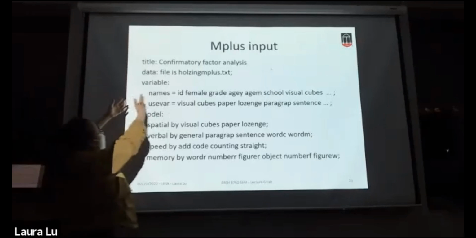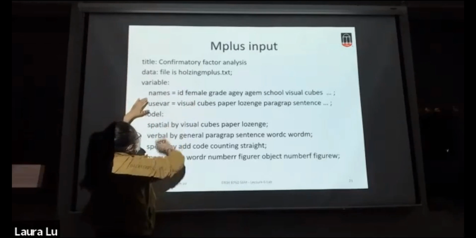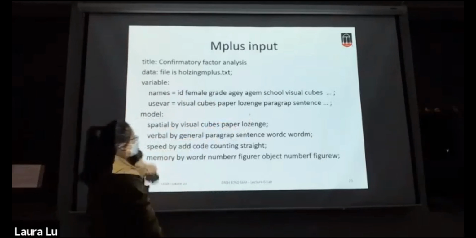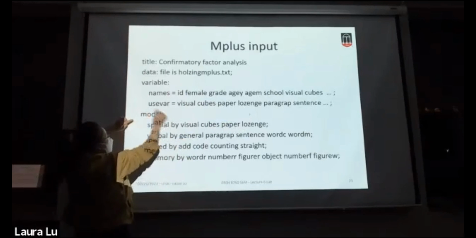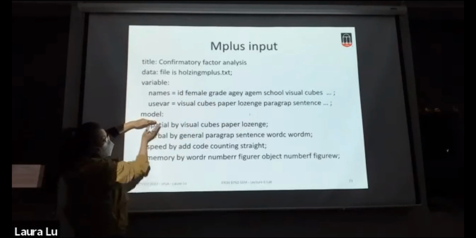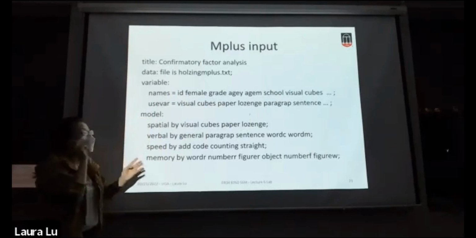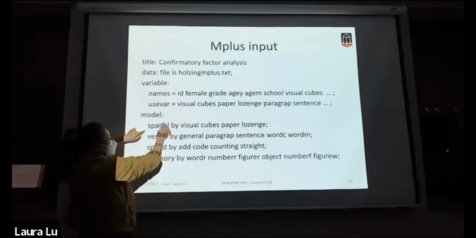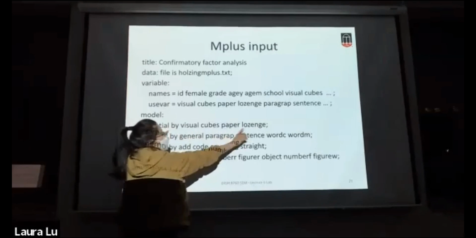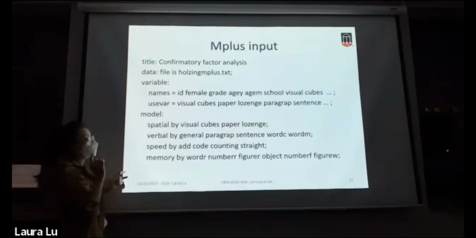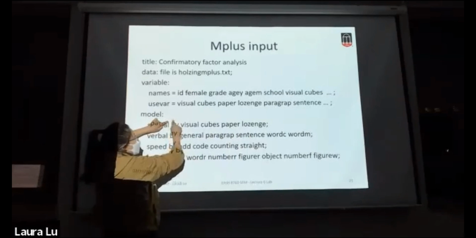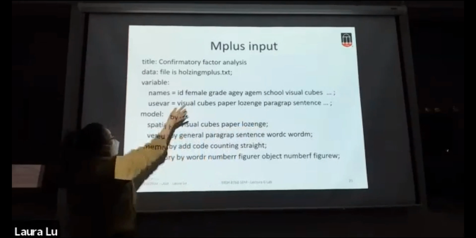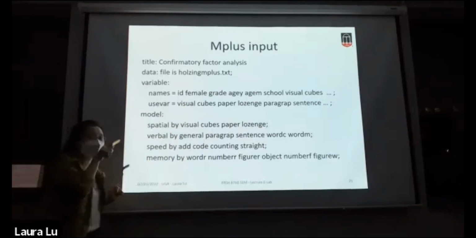So the same thing. Title, we have data, we have variables, original variables, a lot of variables, and used variables, just 19 variables. And then the model. Inside the model, we define our CFA. It's kind of like the lavaan package. So we have spatial measured by these 4 tests. In the lavaan package, we use the equal sign with a tilde, and we have a plus sign to connect these 4. In Mplus, we use the keyword BY.